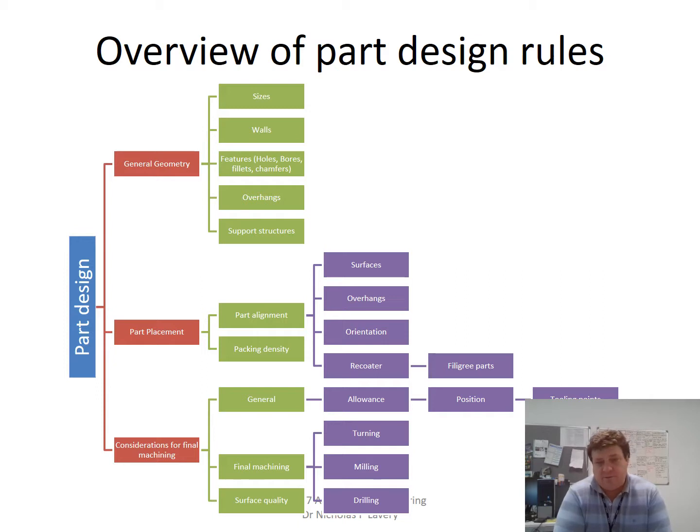So I'm going to summarize some of the work that was done in a paper, which I'll give you more details on in a bit. But generally, the part design will come down to three main considerations. First of all, the geometry itself you have to consider. You have to consider then how you place the part on the platform. And then also, when you're actually designing the part for AM, you have to take into account considerations for the final machining.